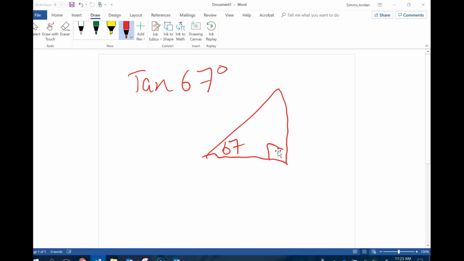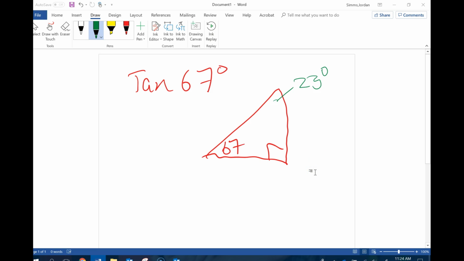This one is 90. Therefore, this angle up here has to be 23. This angle right here has to be 23 degrees, because remember, all interior angles of a triangle have to add up to 180. So 67 plus 90, subtract that from 180, and you're going to get your answer there of 23.